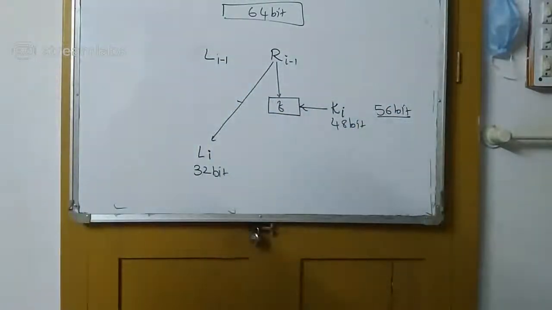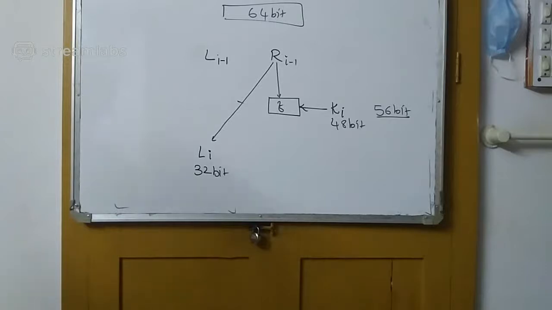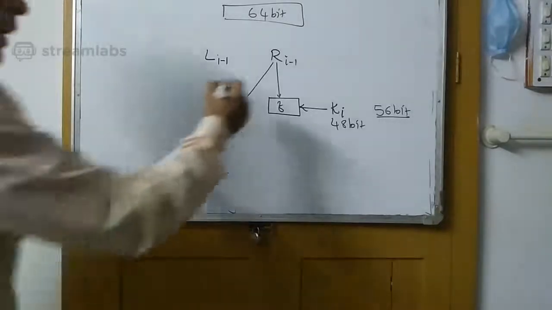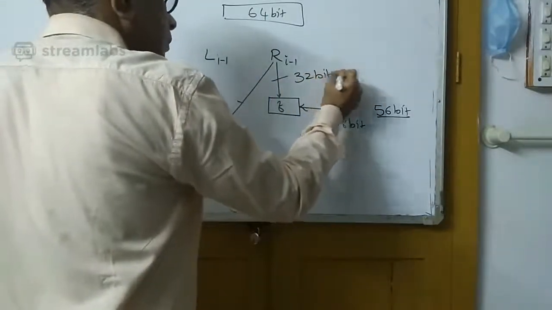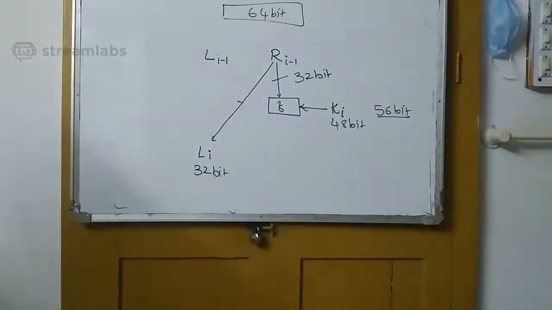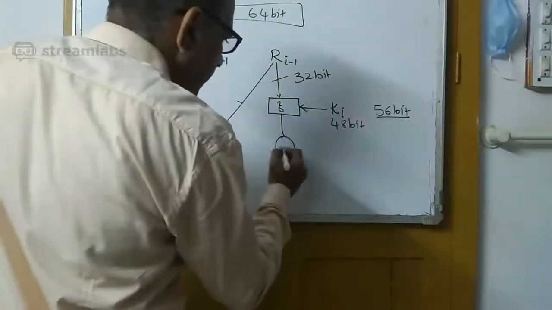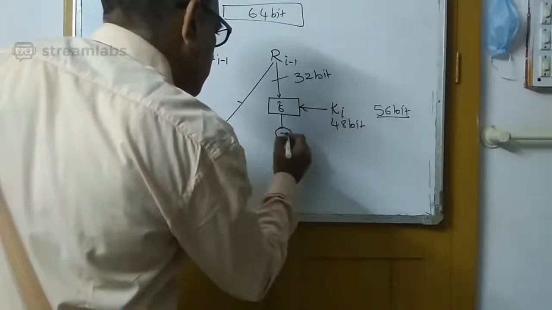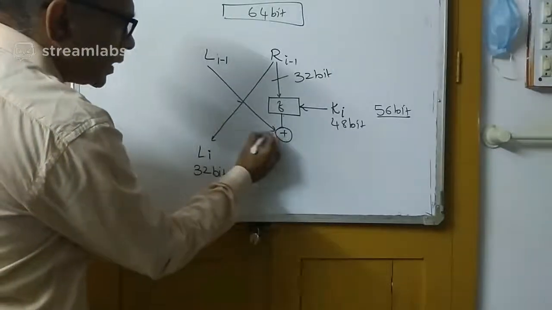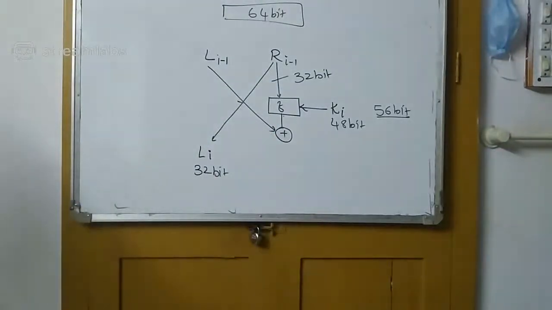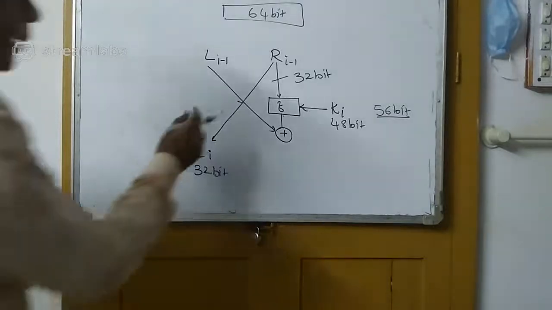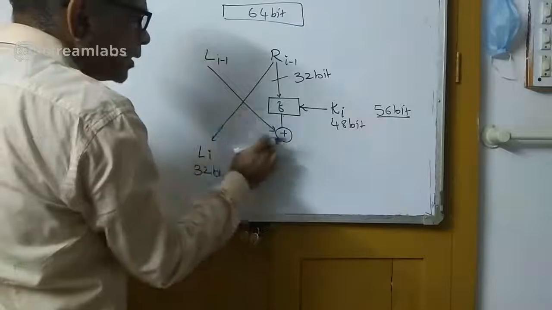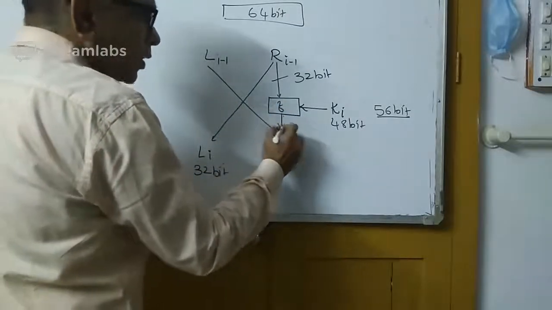Now you are selecting a key of 48 bits. This gets operated with RI minus 1, which is of 32-bit size. Then the outcome of this function gets XORed with LI minus 1. Now see what is happening. The same LI minus 1, 32 bits, gets XORed with the outcome of this function, which is again 32 bits.